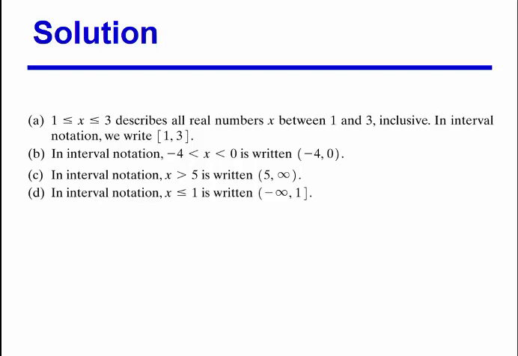So the first one describes all real numbers x between 1 and 3 inclusive. So in interval notation, we write it with brackets. Bracket 1, comma 3, close bracket. For b, negative 4 is less than x less than 0 is written with parentheses. And for c, x is greater than 5, again parentheses, to positive infinity. And then for x is less than or equal to 1, we have half open, which is parentheses negative infinity, 1, bracket.